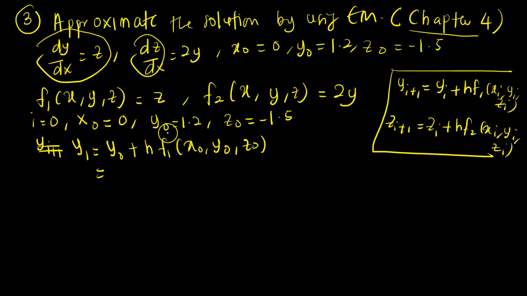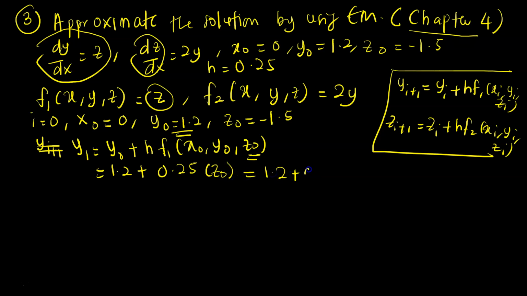That is, y naught is given from here as 1.2, plus h, given in the question, h equal to 0.25. The 0.25 is multiplied by the first function. The first function is z, so here we multiply by z naught. So it equals 1.2 plus 0.25 multiplied by negative 1.5, because our z naught is negative 1.5. When we solve this one class, we got the answer equal to 0.825.